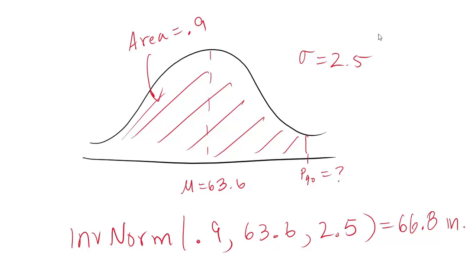So in a sense, you can think of inverse norm as a function that finds percentiles in the normal distribution, but it's more flexible than that because you don't have to find a true percentile. Also, the word problem might not word it as a percentile. Like, let me show you another example.